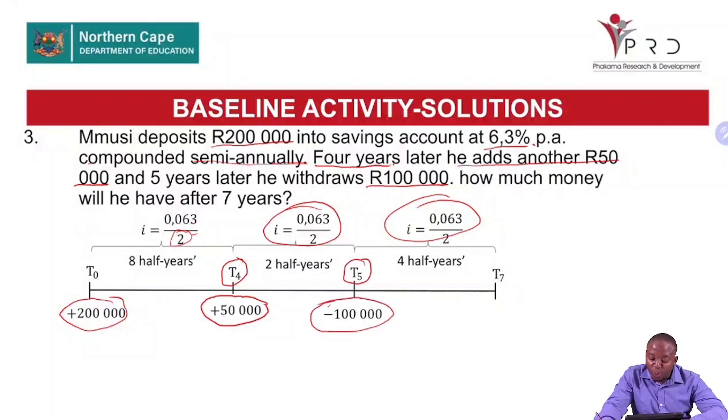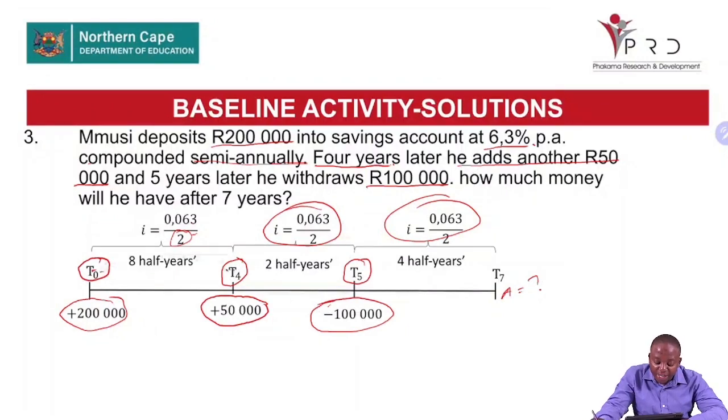Then we proceed to say, how much money will he have after 7 years? So T5 was our last disturbance. Then we move from there until T7. So we are looking to find the amount A at T7. Now, how do we find this one? The first thing that we do, we need to check between T0 and T4 as there was a disturbance.